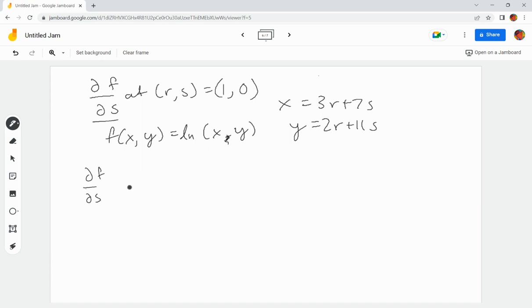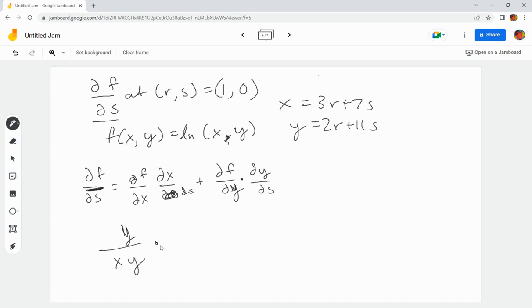df d theta. Wait. Okay, that's fine. Which equals df divided by dx, dx comma d theta. No, not theta. ds. What am I doing? df dx, dy. Sorry. Multiplied by dy and then ds is what I'm looking for. 1 divided by xy, which is just y on the top.